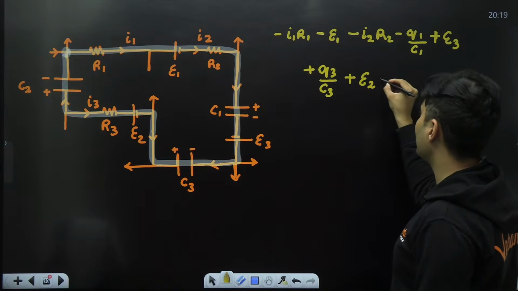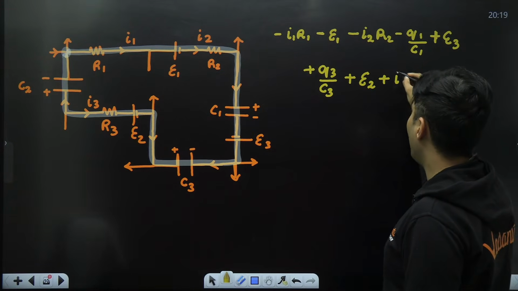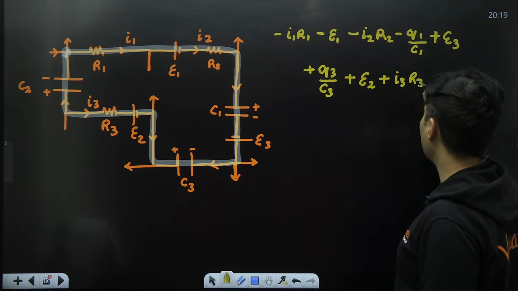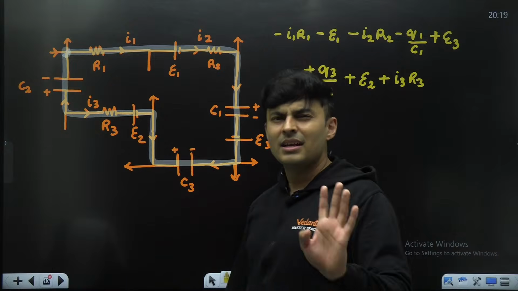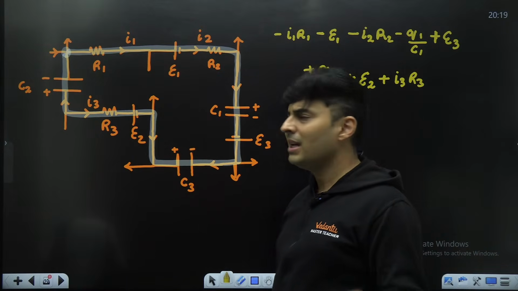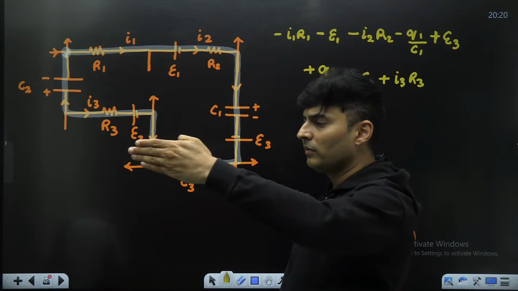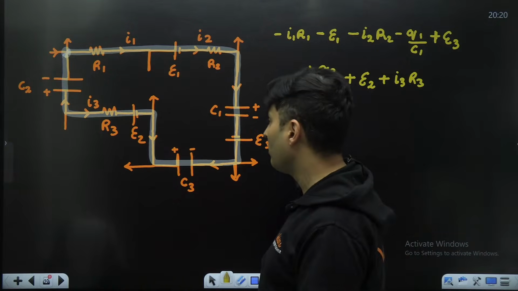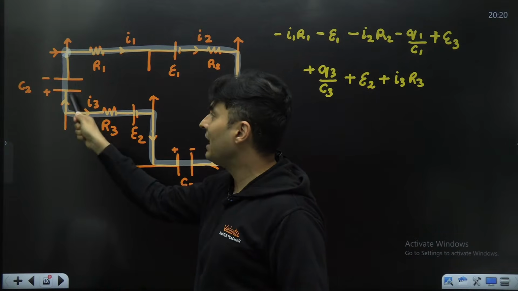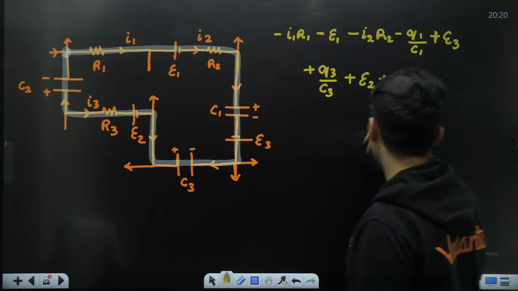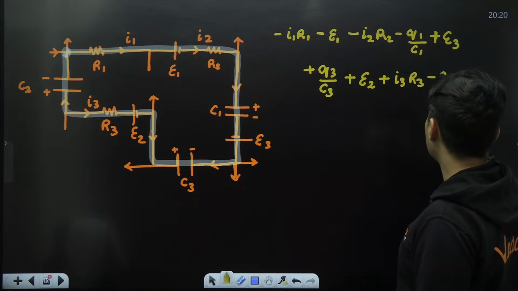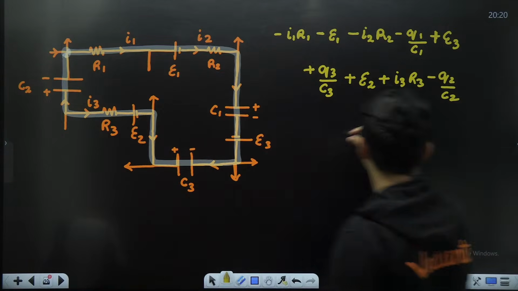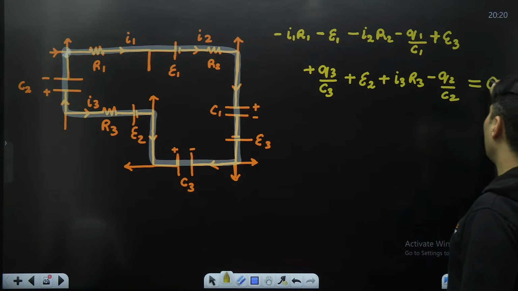Whenever you are going against the current, it's positive. So plus I3 R3. Be always careful about resistors; capacitors and batteries are usually easy. It's only the resistor: in the flow of the current, voltage drops; against the flow, voltage increases. That's why positive. Lastly, I get a capacitor, positive to negative, so it's a degrade: minus Q2 by C2. Finally, I come back to the same point, and when I land at the same point, I put 0 over here.